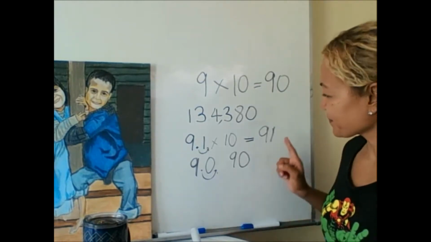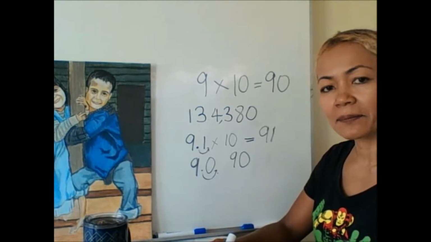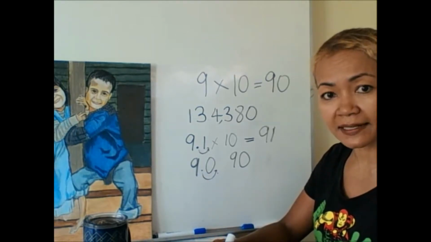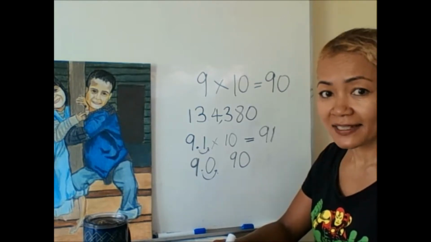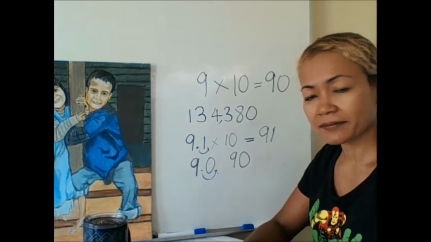Okay, so now what happens if we multiply by a multiple of 10 that isn't 10? So say for example 100.